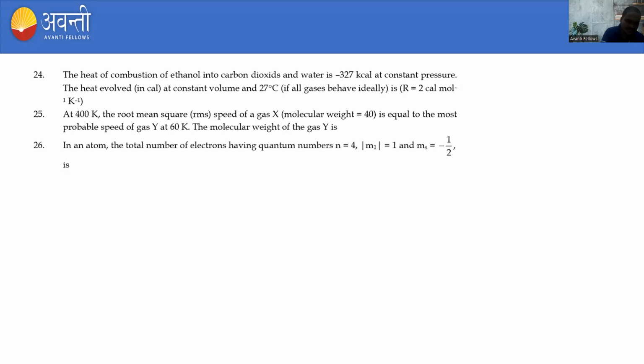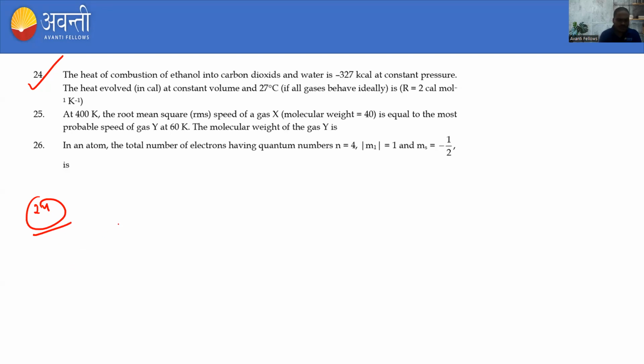Now, move to the next question, that is question number 24. In question number 24, they are asking: the heat of combustion of ethanol into carbon dioxide and water is minus 327 calorie at constant pressure. The heat evolved at constant volume at 27 degrees Celsius, right? So they are asking at 27 degrees Celsius, if all the gases behave ideally and R is equal to 2 calorie per mole per Kelvin. So let's calculate the value here.